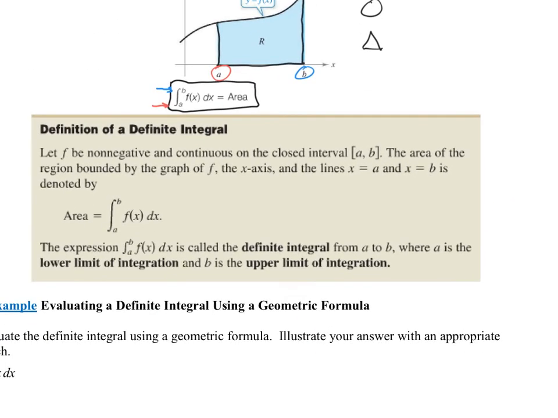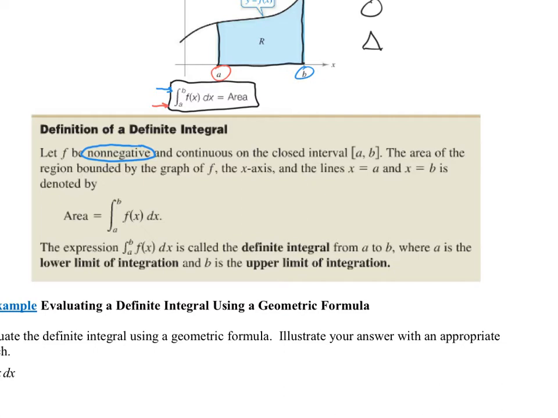So let's look at the definition right here. It says let f be non-negative and continuous. We're going to be going with this non-negative. What non-negative means is it needs to be 0 or positive. So right now we're not doing anything below the axis. All the functions we're looking at have to be above the axis. We'll look at below the axis later on.